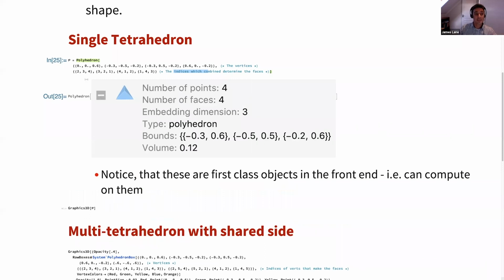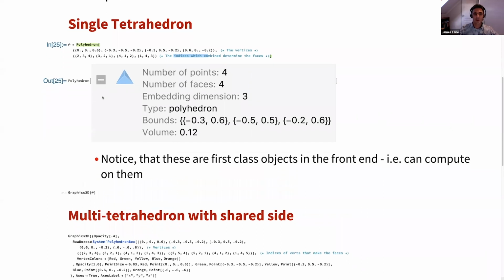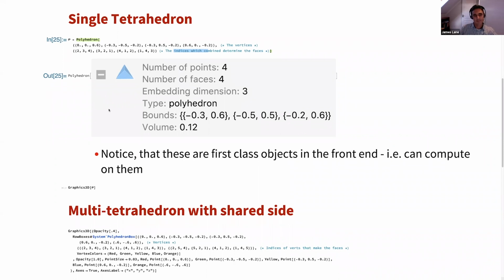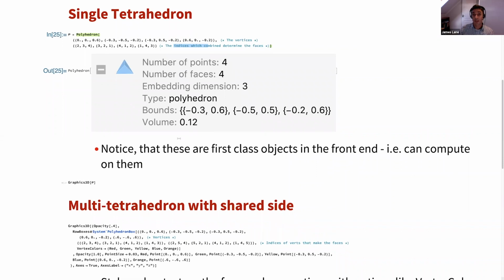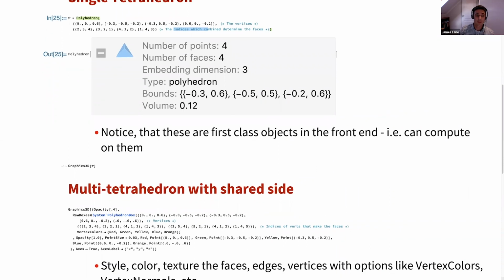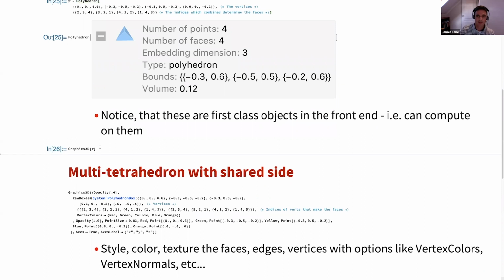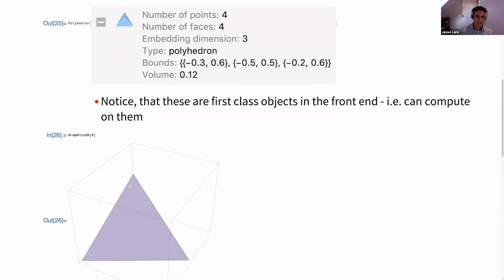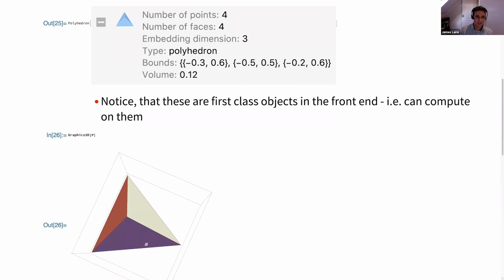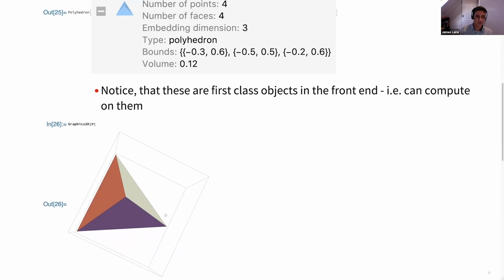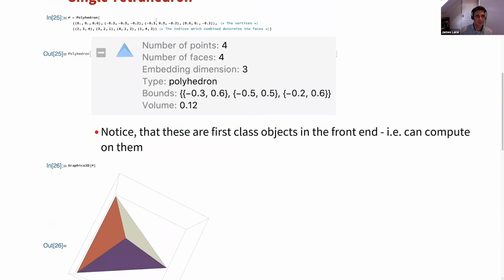One thing to note, these polyhedra are first-class objects in the front end and in the software, so you can do all kinds of computation on these polyhedron objects, including drawing them in Graphics3D. So here is this little polyhedron that we've got. It just consists of the 4 sides that were up there, and the faces of it are determined by those indices.